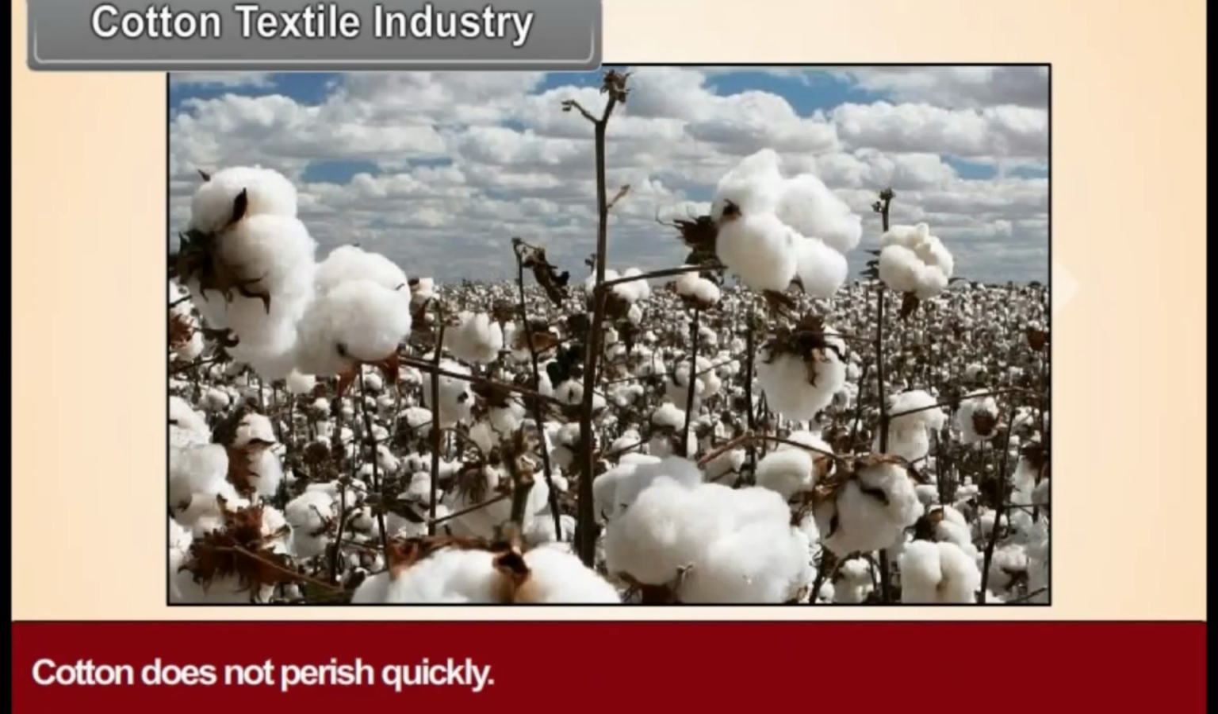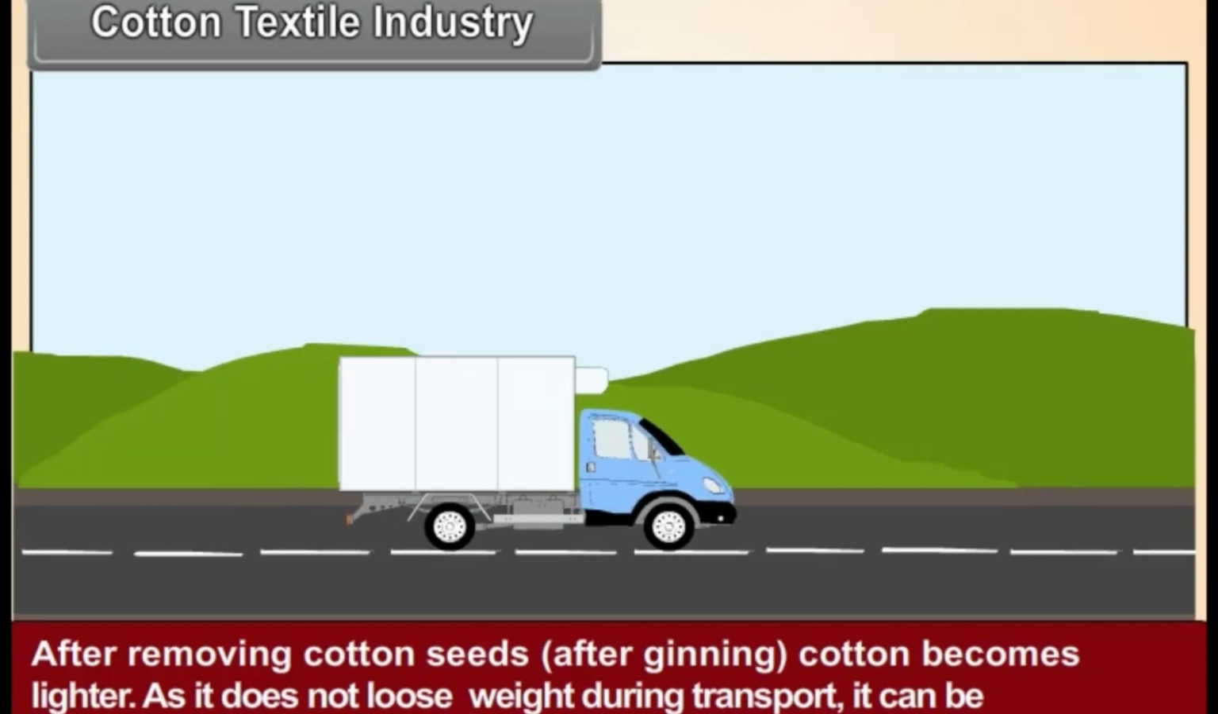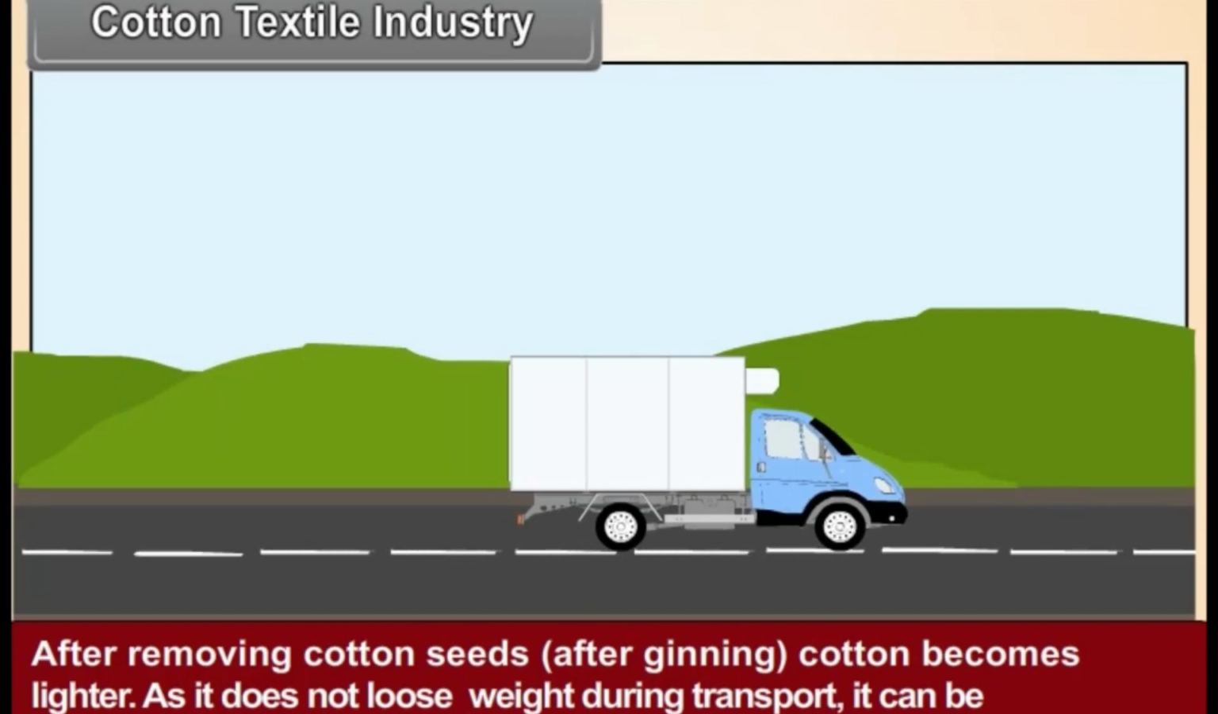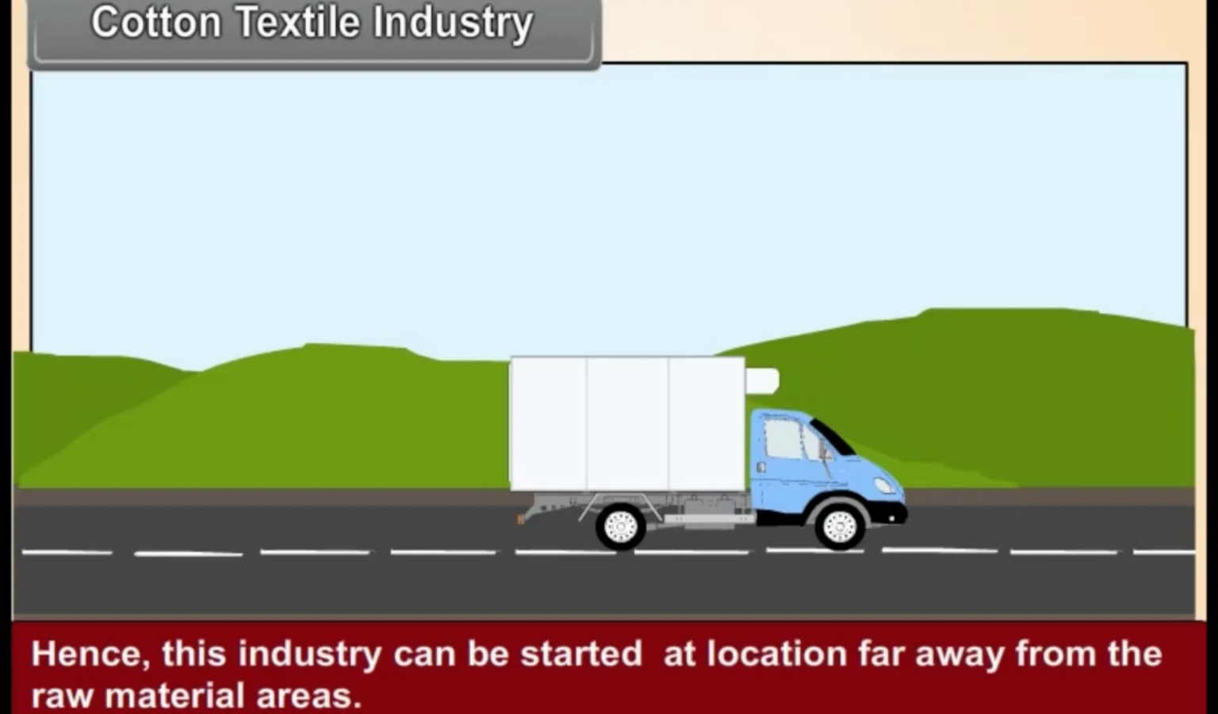Cotton does not perish quickly. After removing cotton seeds, after ginning, cotton becomes lighter. As it does not lose weight during transport, it can be transported over long distances. Hence, this industry can be started at locations far away from the raw material areas.